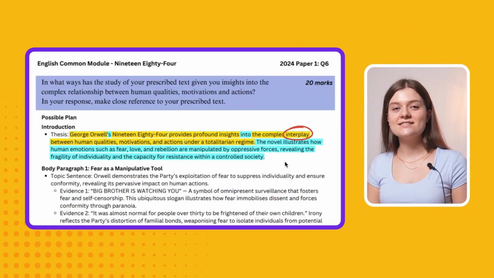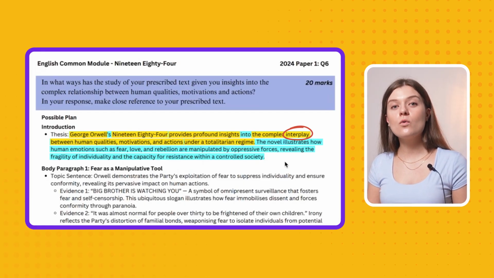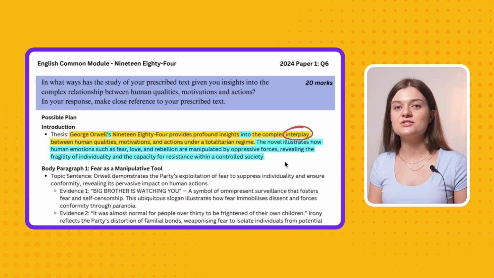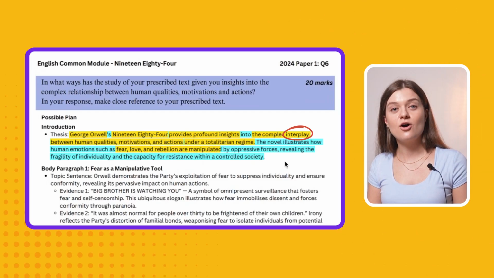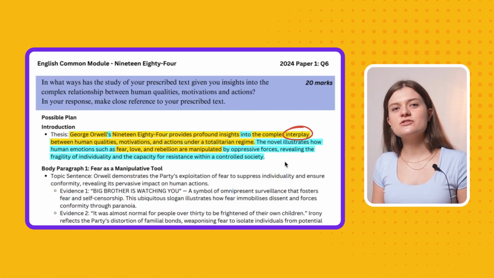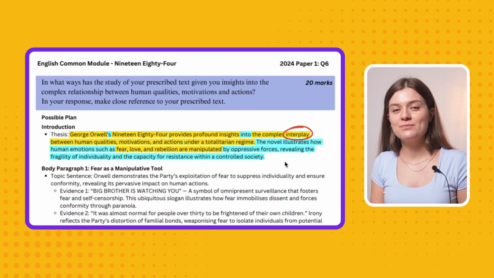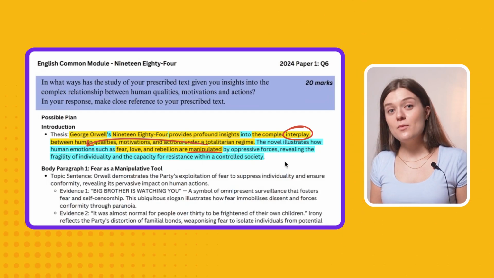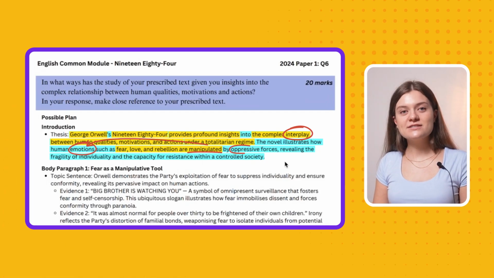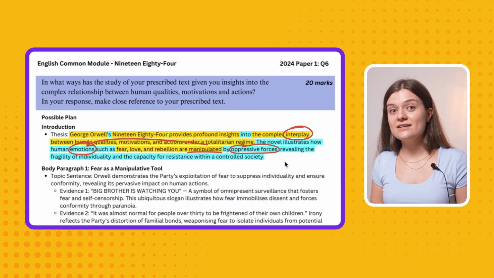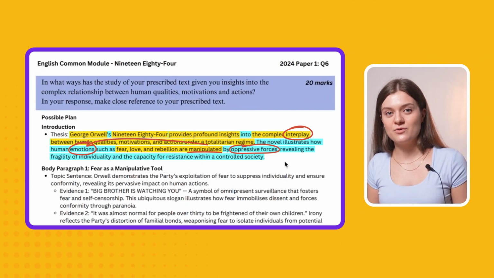The second sentence gives us the specific lens. Orwell illustrates how human emotions such as fear, love, and rebellion are manipulated. This is where you start narrowing in on your argument. What's being manipulated? Emotions. By who? Oppressive forces. This connects directly to the motivations and actions part of the question.